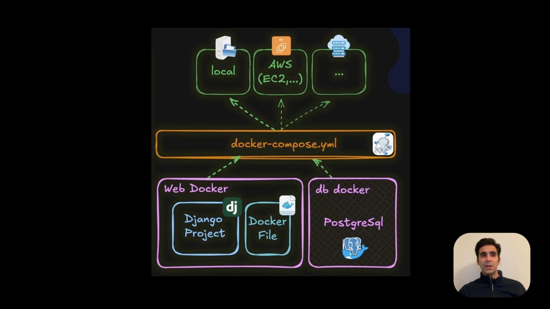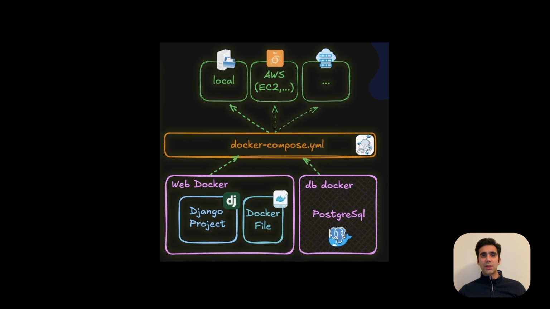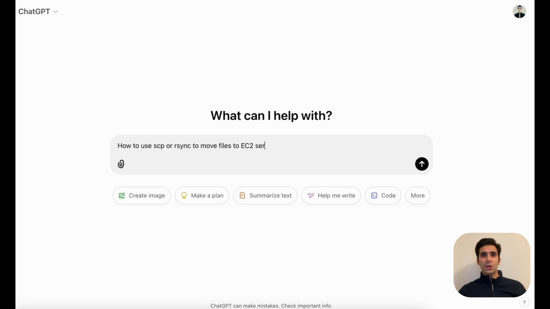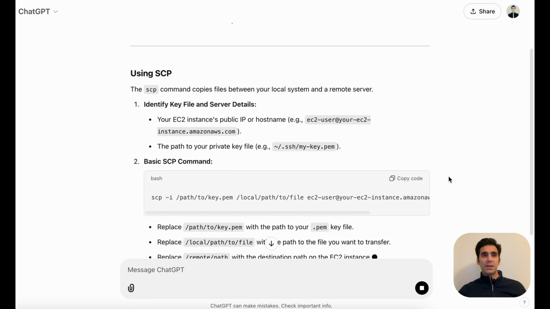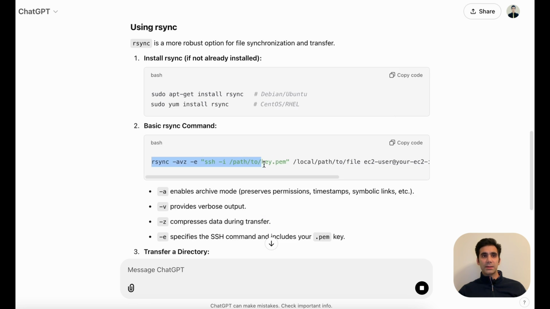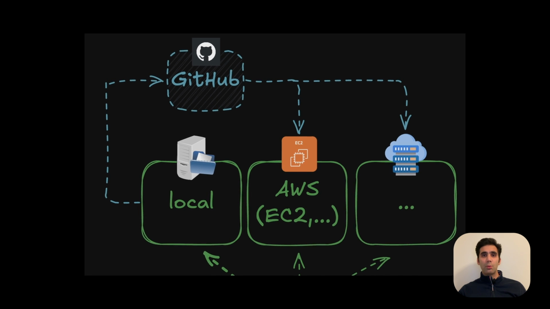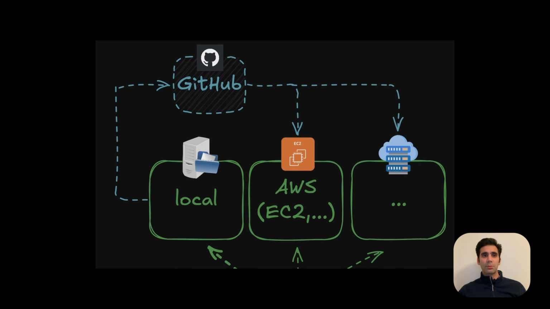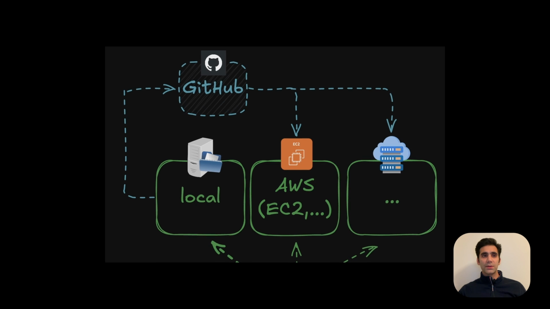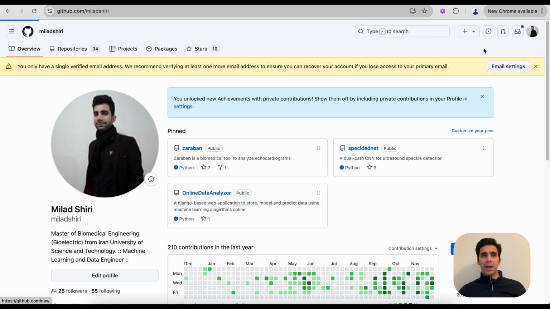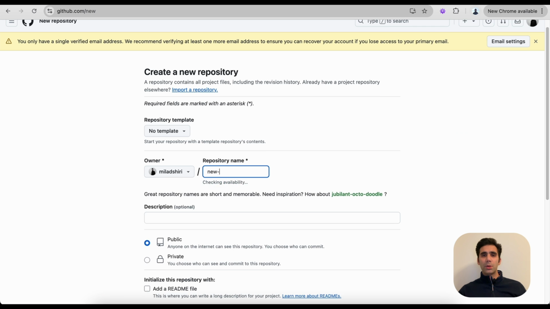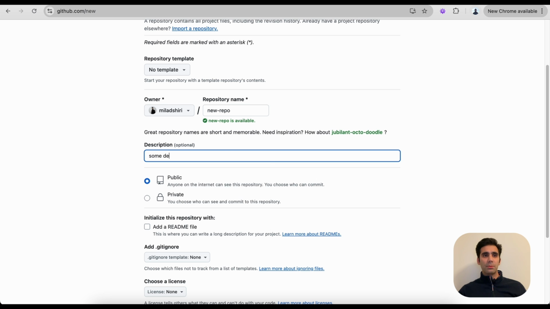Step 6. To be able to have the project in other servers like AWS EC2, you could just copy your project into the server with scp or rsync commands. However, the common way is to create a Git repository for the project, which makes it a lot easier to access the project from anywhere you want. So simply go to your GitHub account, create a new repository by choosing a good name and some description.